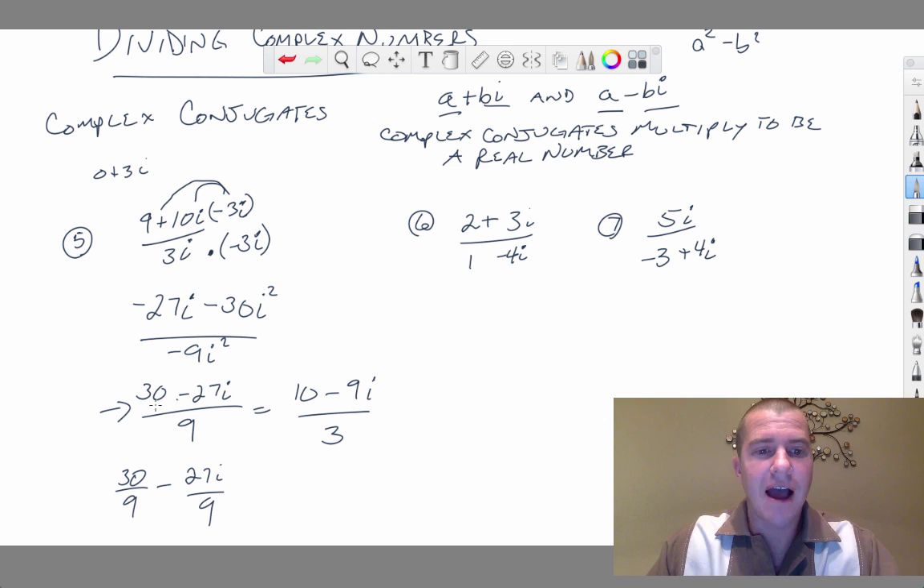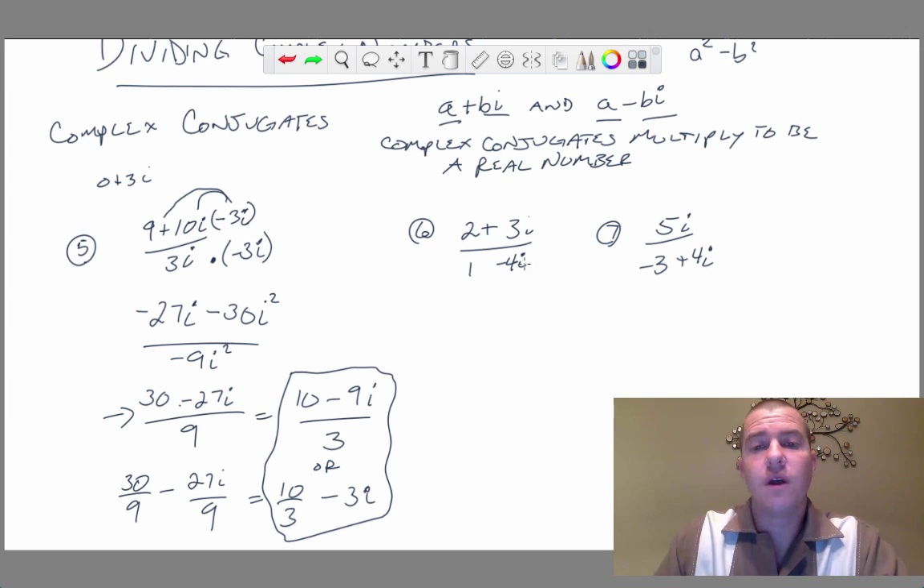So in order to simplify, all three parts have to be divisible by the same common factor, or you could split them and simplify them individually. The 30 over 9 becomes 10 over 3, and the 27i over 9 becomes minus 3i. And you could do it that way as well. Either one of these I'm okay with.